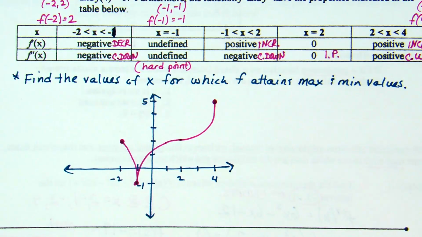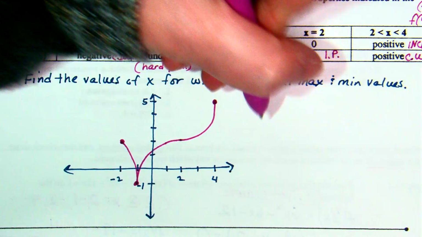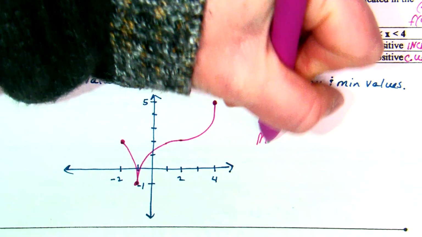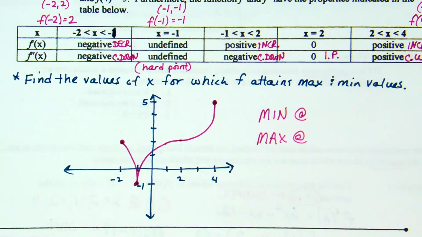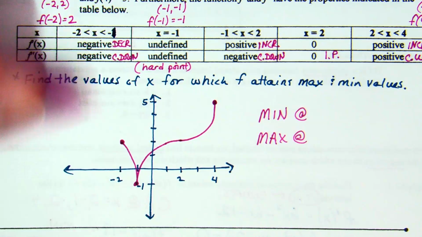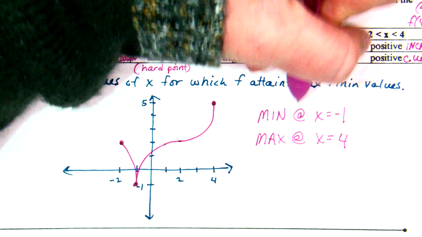Now this reads, find the values of x for which f attains max and min values. Where does my minimum happen? At x equals -1. Where does my maximum happen? At x equals 4. Okay? And I know we could have done some of that without drawing all the graph and everything. However, it's good to be able to put all those details together because that's a lot of details to put together. So I like to be able to go through that with you at points and talk through it.